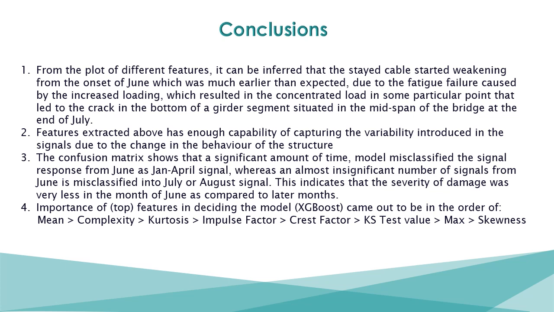The second conclusion that we made is that the features extracted above have enough capability of capturing the variability introduced in the signal due to the change in the behavior of the structure. The third is that the confusion matrix shows that a significant amount of time the model misclassified the signal response from June as January to April signal, whereas an almost insignificant number of signals from June is misclassified into July or August signal. This indicates that the severity of damage was very less in the month of June as compared to the later months.